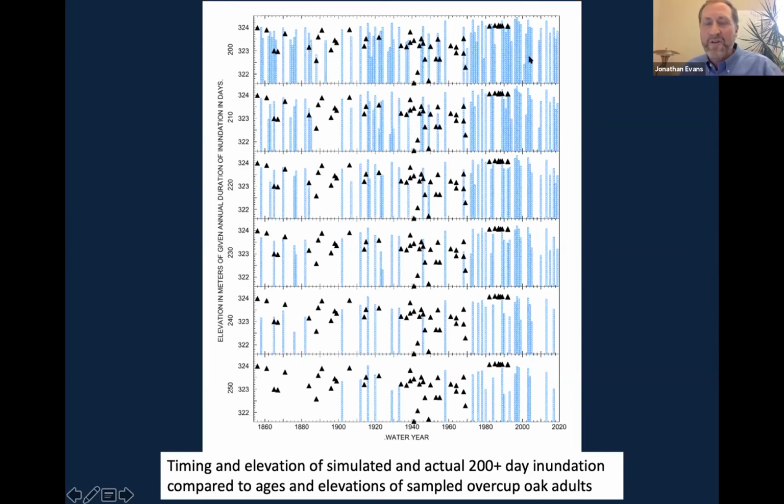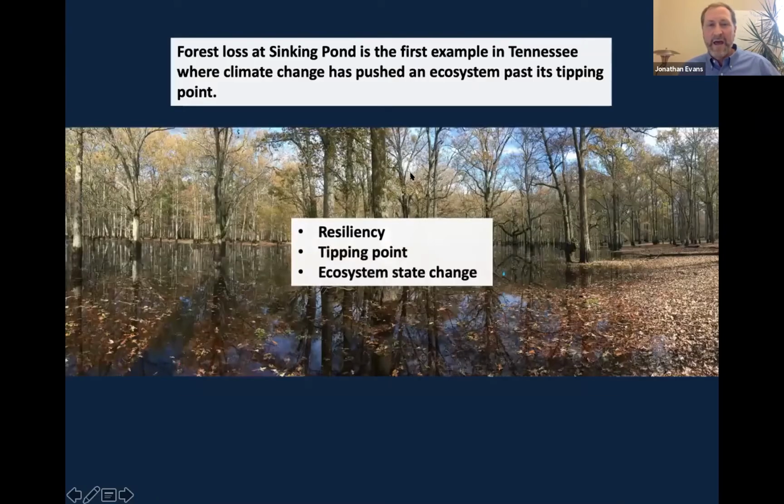Bottom line from this graph is that you've had this increased frequency of days in which the pond stays full. And it seems to be just enough such that the windows of opportunity are now shut down for the recruitment of overcup oak in this pond, which wasn't the case in the past.